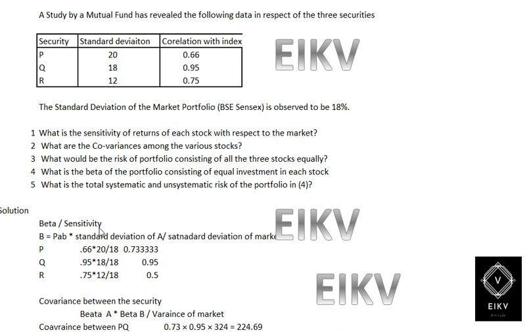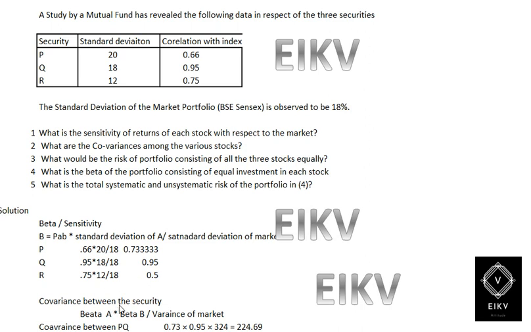So the formula for the beta would be the correlation of A and B, multiplied by the standard deviation of A divided by the standard deviation of B. So it would be 0.66 multiplied by 20 divided by 18. In the same way, the next one would be 0.95 into 18 divided by 18, which gives you 0.95 itself, and 0.7875 into 12 divided by 18 will give you 0.5.